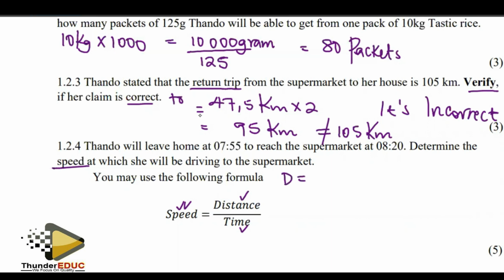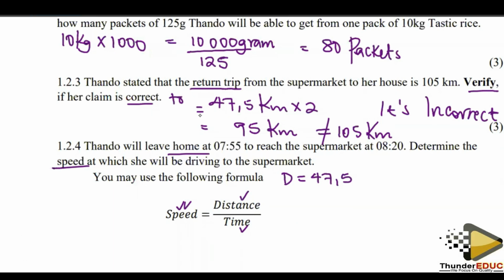Remember, she told us she lives 47.5 kilometers from the supermarket. So the distance is 47.5. I will not use the return distance because that is to and fro. Here, she will leave home, simply meaning going. They have not told us that she will return. Yes, she has to return because she won't sleep in the supermarket, but for this one we look at this because she's just going.